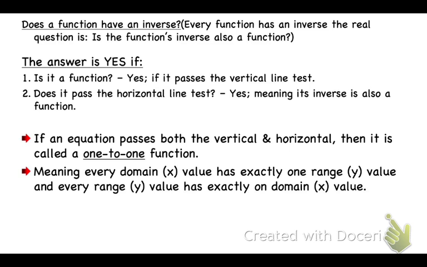You need to know that a 1-to-1 function means every domain x value has exactly one range y value, and every range value has exactly one x value. And you can say every x has exactly one y, and every y has exactly one x. But you need to know what 1-to-1 means. Okay? Am I good? Nobody's writing this down? Okay.